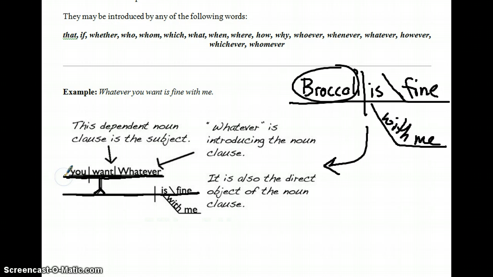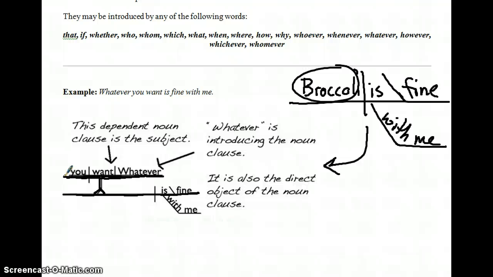And we draw our horizontal line on that pedestal, right? And now that noun clause is going to sit in the sentence slot or position that the subject would be in, where broccoli would be. And we diagram it just like you diagram any other clause.